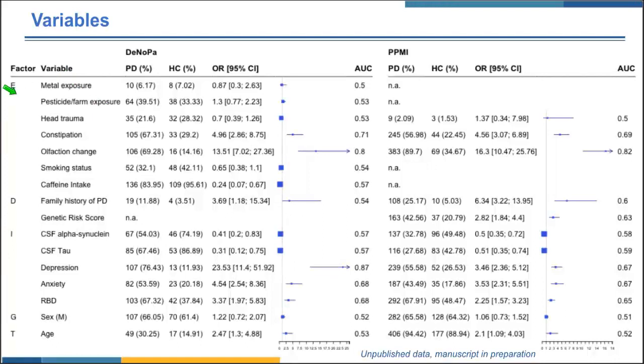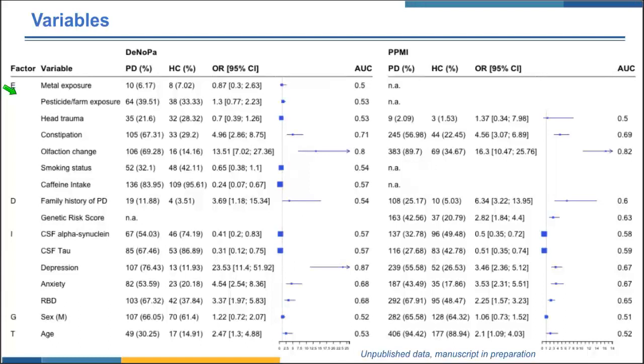Here we list 1, 2, 3, 4, 5, 6, 7 variables that we think are environmental factors. From metal exposure, pesticide, head trauma, constipation, and olfaction change, the first 5 are associated with higher risk, we think. And for smoking and caffeine intake, the data suggests they're associated with lower risk.